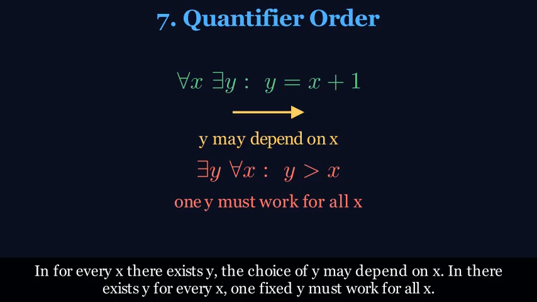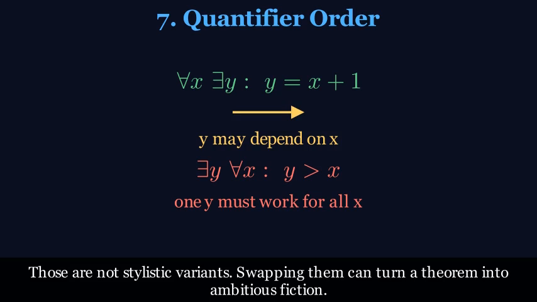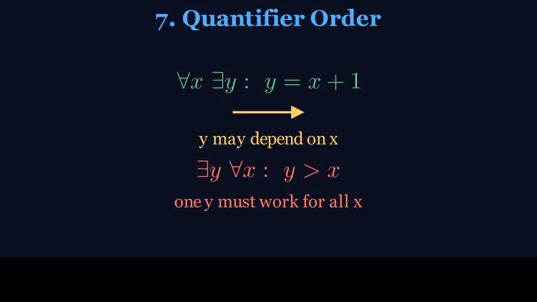In for every x there exists y, the choice of y may depend on x. In there exists y for every x, one fixed y must work for all x. Those are not stylistic variants. Swapping them can turn a theorem into ambitious fiction.